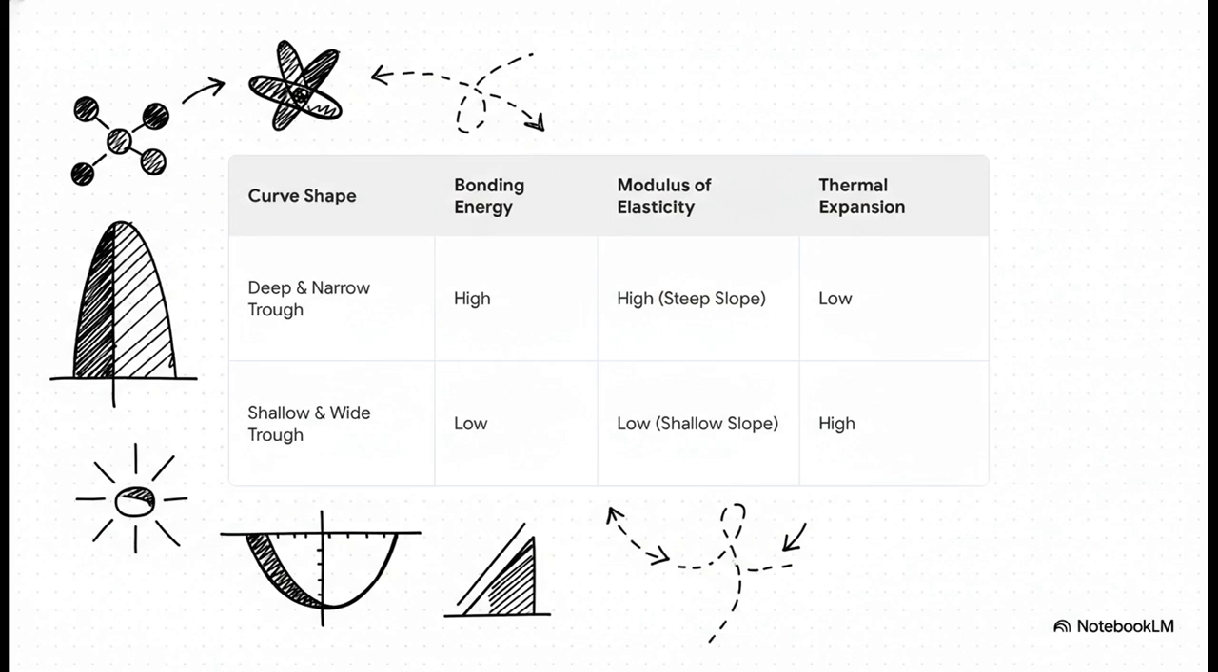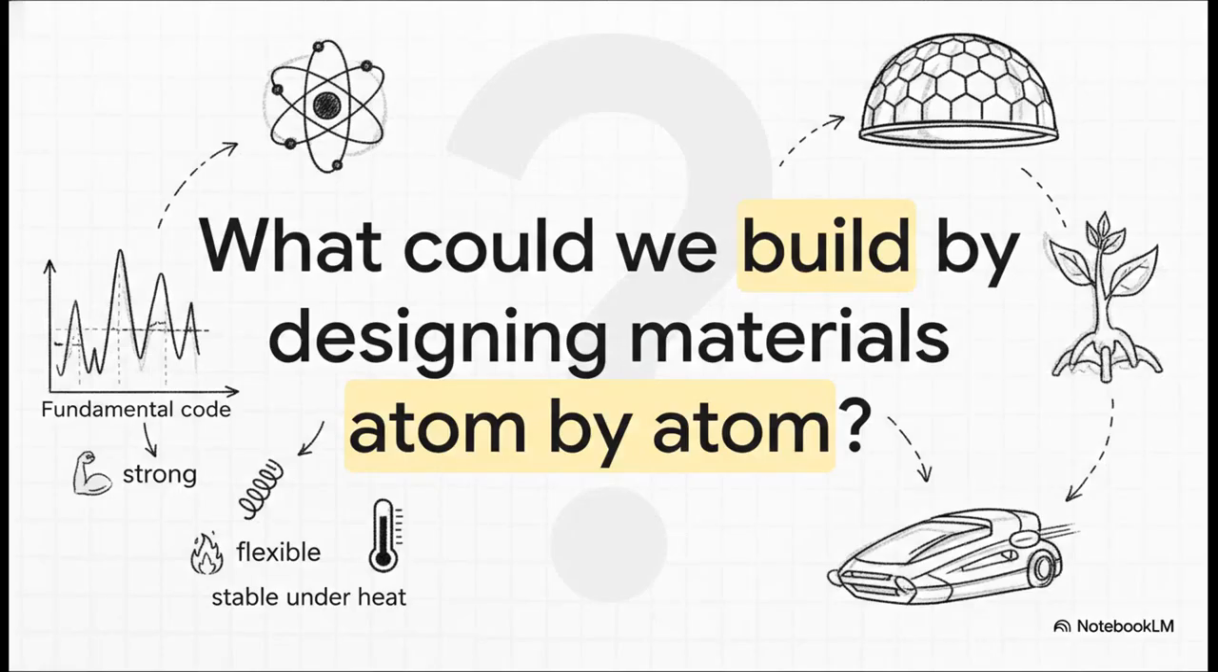Now look at the flip side. A shallow, wide trough means low bonding energy, a low modulus, a flexible material, and high thermal expansion. It's all connected. It's all right there in the same atomic blueprint. So at the end of the day, this isn't just theory. It's a predictive tool. It's the fundamental code.